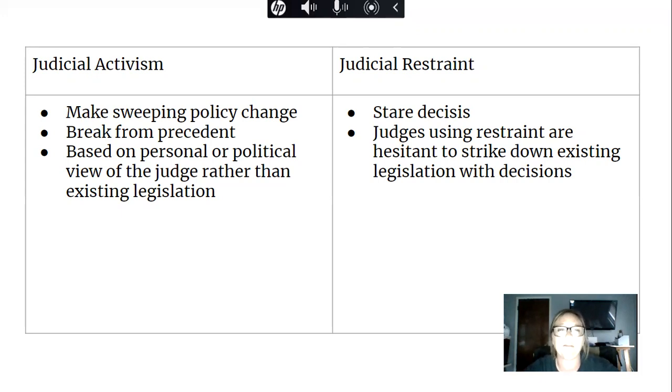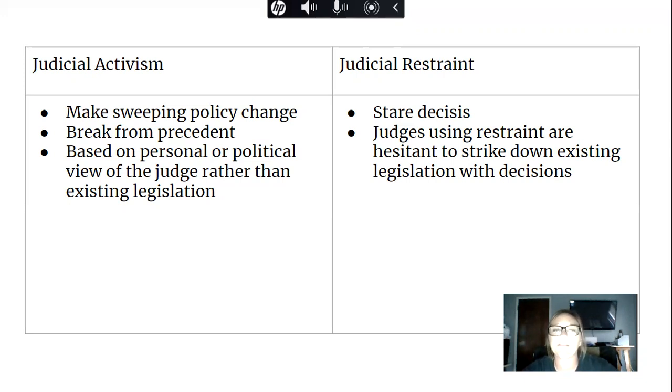An example of this might be when they decided on Brown versus the Board of Education. So they completely overturned Plessy v. Ferguson, which says that separate is equal. And when they decide Brown versus the board, this creates sweeping policy changes for the entire country. So the judges that were in the majority in that decision were definitely using judicial activism.